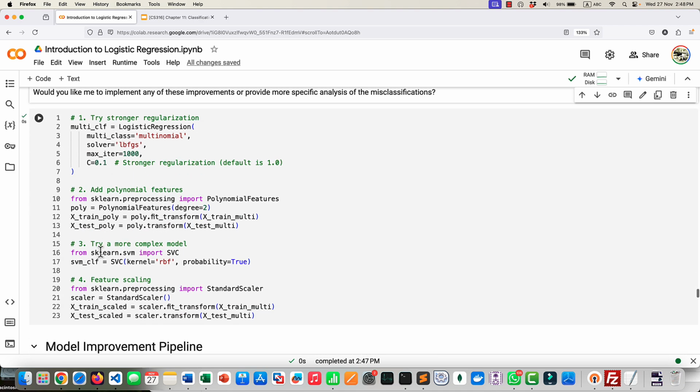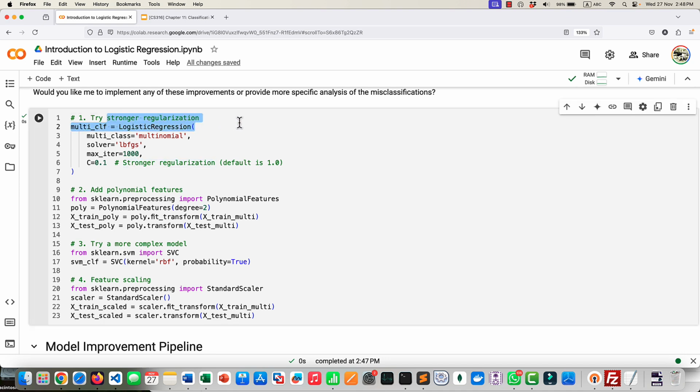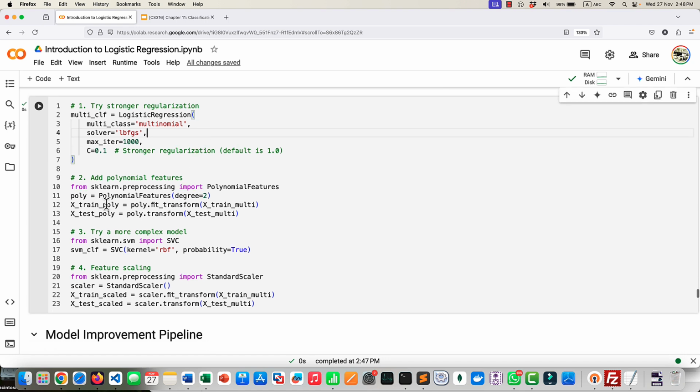So here we're going to use 3 improvement techniques. The first one is to try regularization. Regularization in this case is not going to work because we don't have an overfitting problem. We probably have a problem of underfitting, but it's one technique that we will use. Another one is to transform the features into polynomial features, converting them into a 2nd degree polynomial.